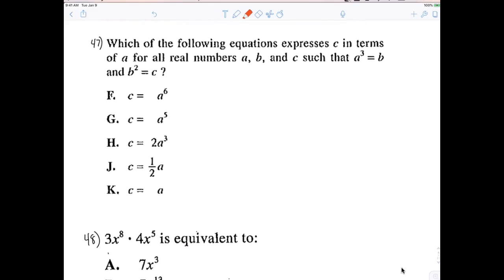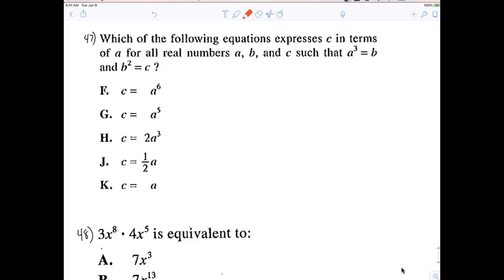47. Okay, Allison. This one's a little bit tricky, okay? So I want you to read it to me real quick. Okay, now listen to me. I want you to highlight down here. Everybody's got to do this. Highlight down here. It's C equals, correct?